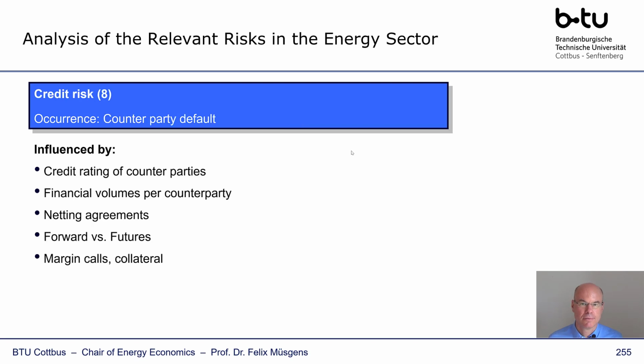And then we would like to briefly discuss credit risk and then go into a detailed discussion of credit risk management. So credit risk, the occurrence, counterparty default. Somebody owes you money, but that somebody is not paying it. That's a manifestation of credit risk.